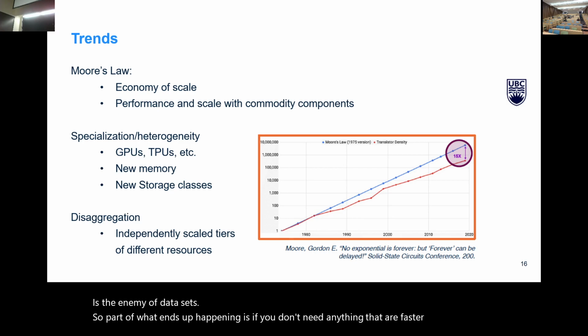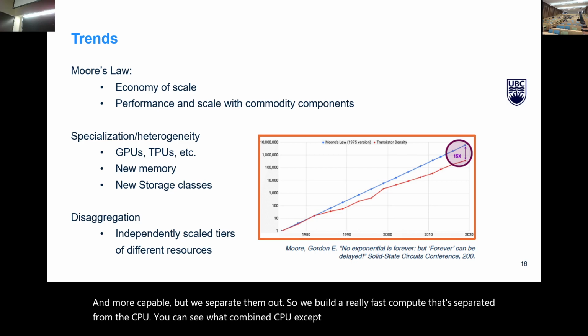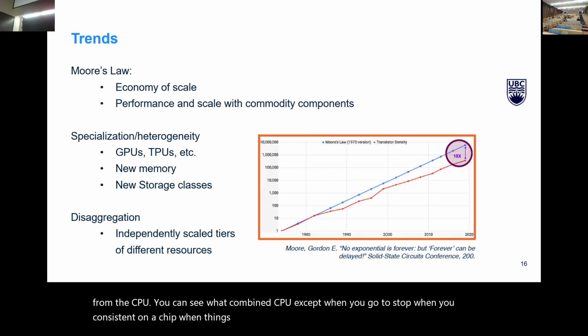So part of what ends up happening is that we end up making things that are faster, like GPUs, faster and more capable, but we separate them out. So we build a really fast GPU, but that's separated from the CPU. You don't see a lot of combined GPU-CPUs, except when you go to SOC. When you do systems on a chip, like things that go into your phone, often these things are all integrated into the same physical package.